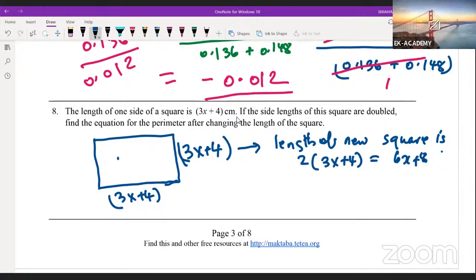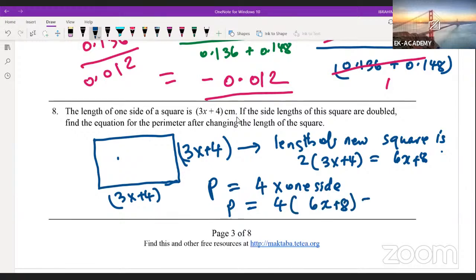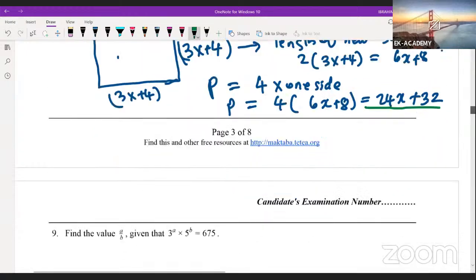Okay, now we know perimeter. You're going to take 4 times one side because it is a square, of course. So perimeter will be equal to 4 in the bracket, 6x plus 8, and the perimeter of the new square will be 24x plus 32. So the perimeter of the new square is 24x plus 32. We go to question number 9.